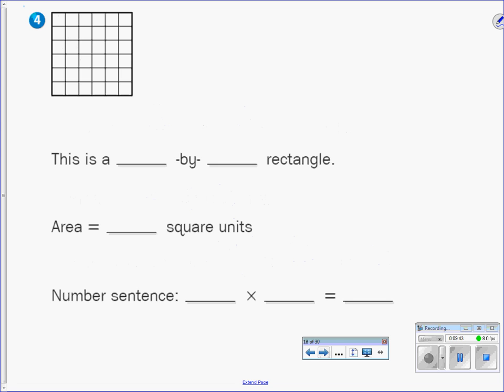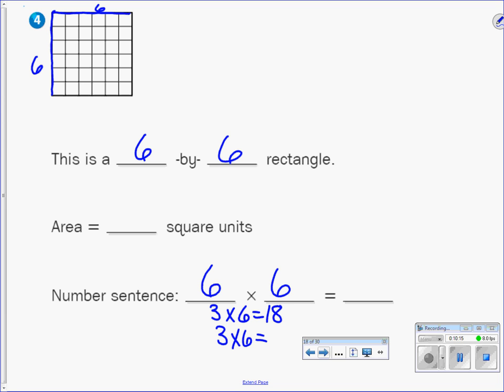And number 4. Let's go and check how many rows. 1, 2, 3, 4, 5, 6 rows. And I have 1, 2, 3, 4, 5, 6 in each row. So that's a perfect square. All right, so this is a 6 by 6 rectangle. So my multiplication problem would be 6 times 6. And I could break that apart to a 3 times 6, which equals 18. And 3 times 6, which equals 18. Add those up, and I get 36. So I have 36 square units. So 6 times 6 must equal 36.